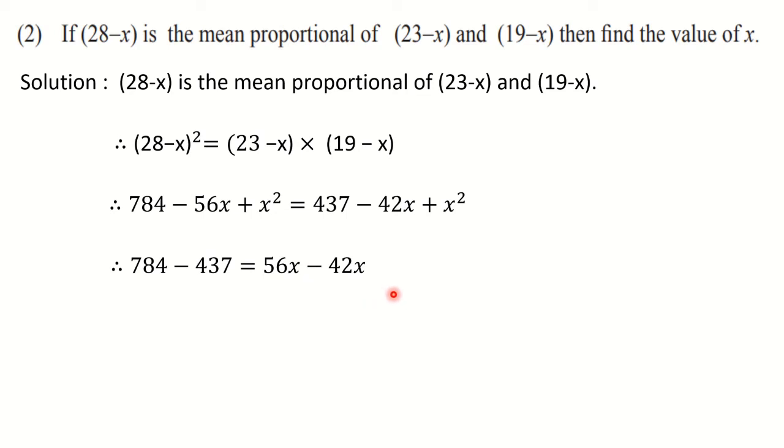Got it? So when you subtract this, what you are going to get here? 347. And 56x minus 42x, 14x. And from that the value of x you will get as 347 divided by 14. The same answer is given in the textbook. So I have solved the sum without doing the changes. You also keep this in mind.